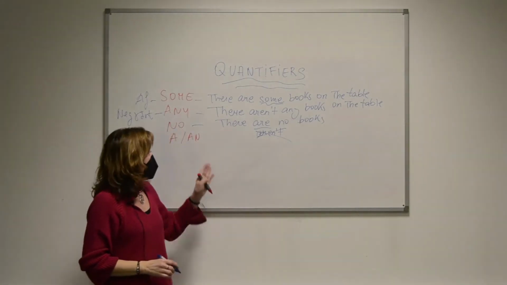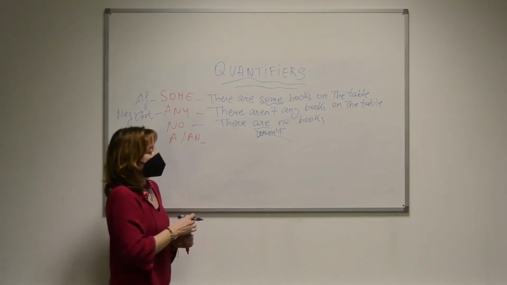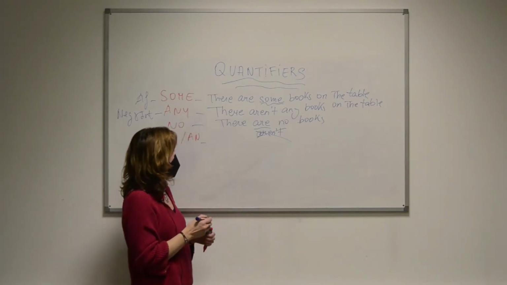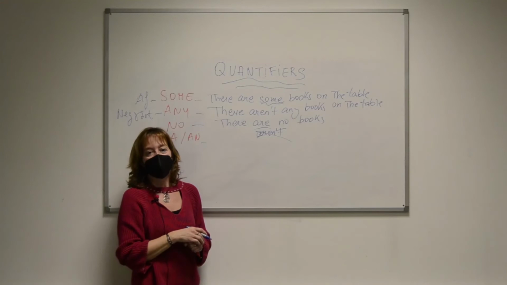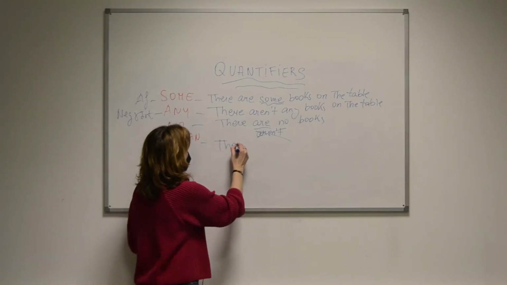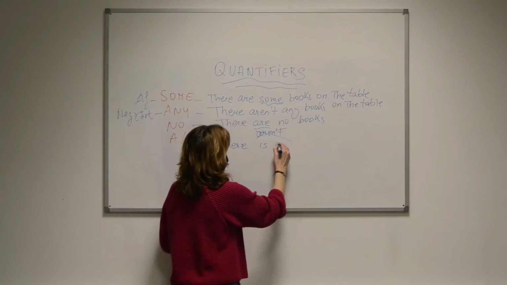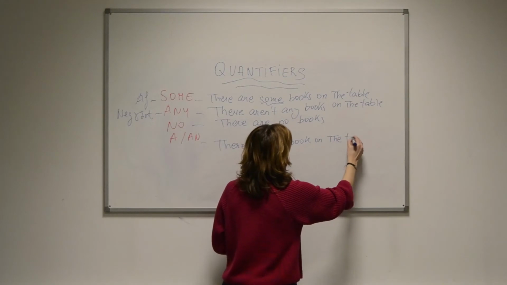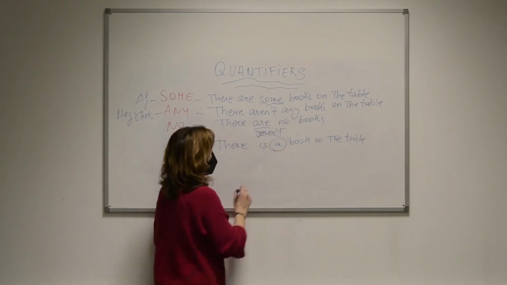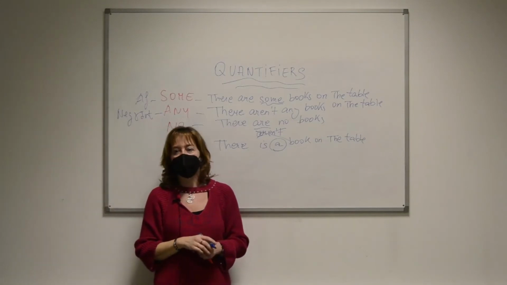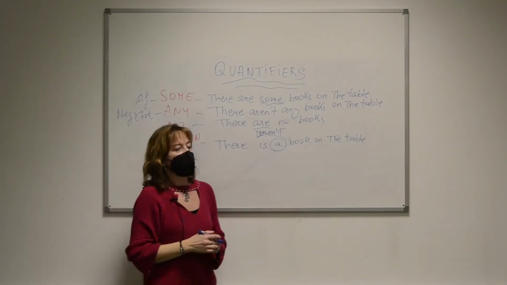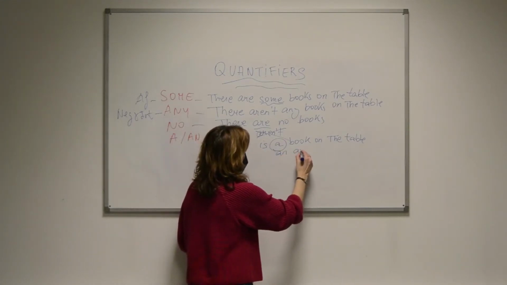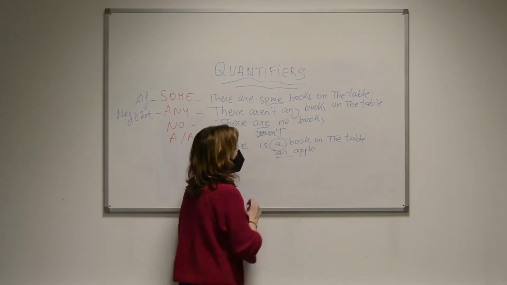Okay? And the last one, a, it means our Spanish uno, una, and it's used with singular count nouns. For example, there is a book on the table. Here we say a with a singular count noun. We use an when the following word starts with a vowel. For example, an apple. Instead of a apple, we say an apple.